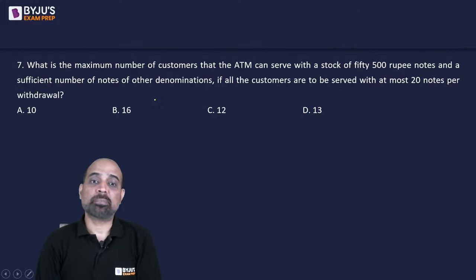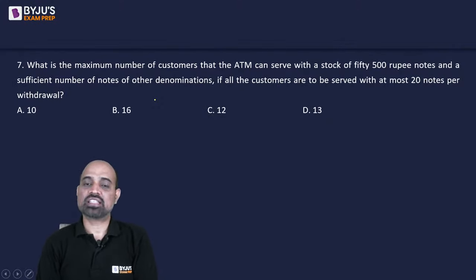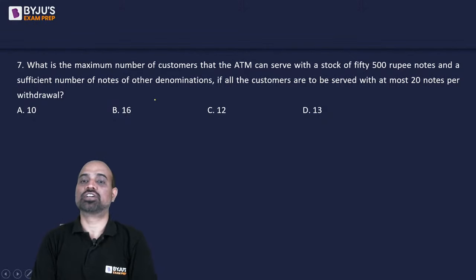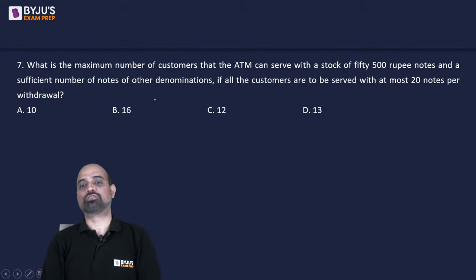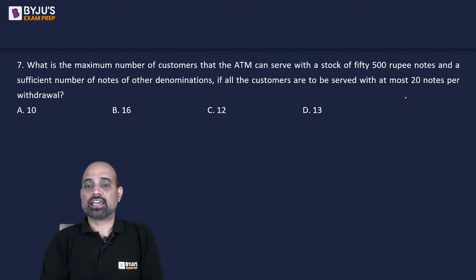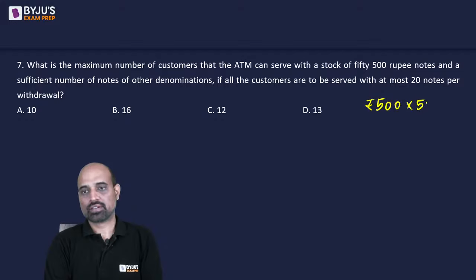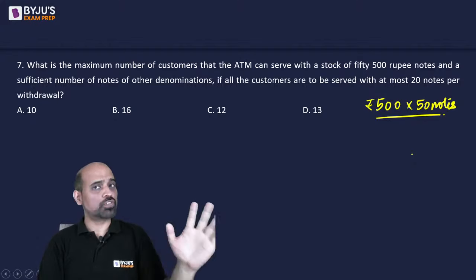Next question is, what is the maximum number of customers that the ATM can serve with a stock of 50 500 rupee notes and a sufficient number of notes of other denominations if all the customers are to be served with at most 20 notes per withdrawal? In this particular question, if you read it carefully, there is no preference discussed. So what we have is 50 notes of 500 rupees, same as the previous question, and we have a sufficient number of notes of other denominations.